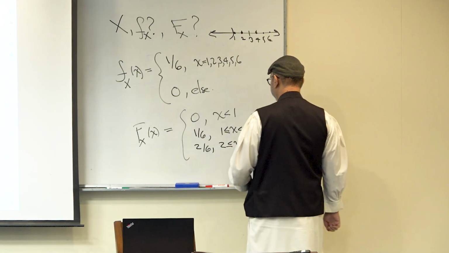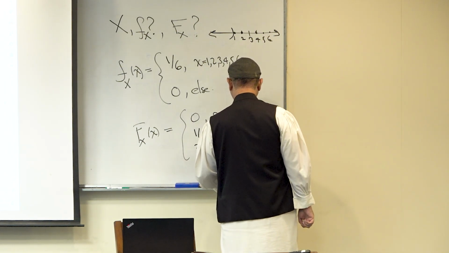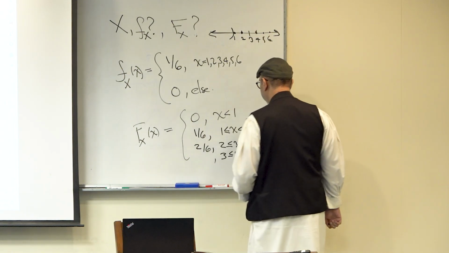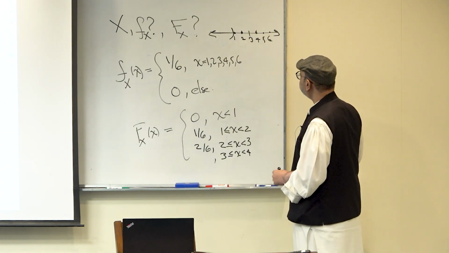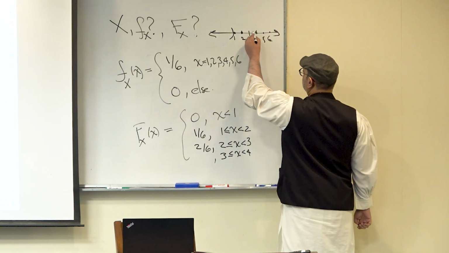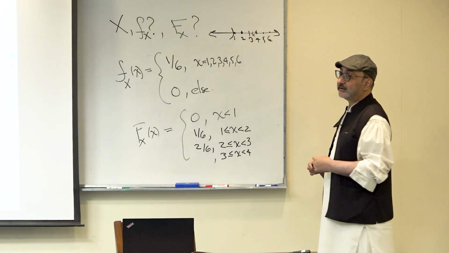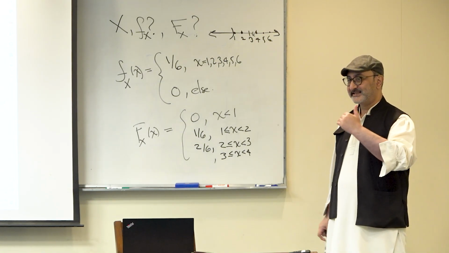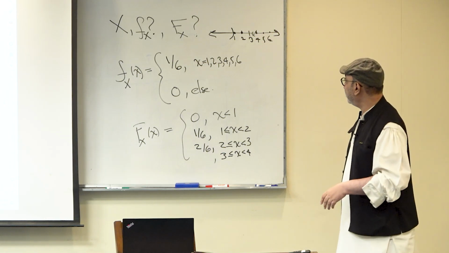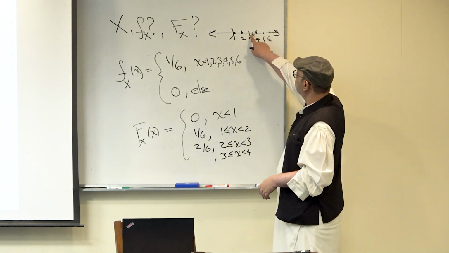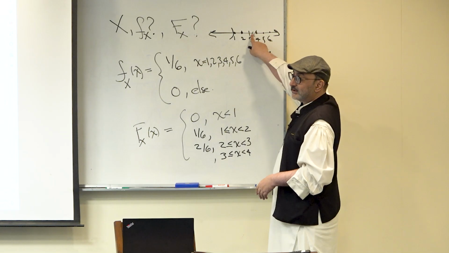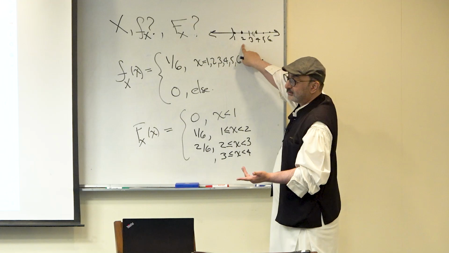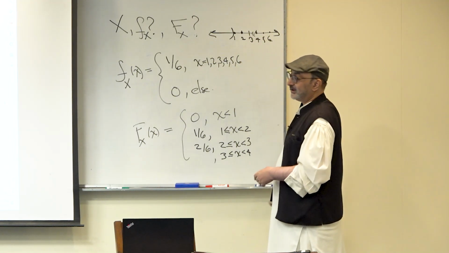What about on the interval from including 3, but not including 4? Okay, so if I'm in here somewhere, what's the CMF evaluated there? That means the probability that x takes a value less than or equal to this number, which is the probability that x is equal to 1 or 2 or 3, well, 3 out of 6.